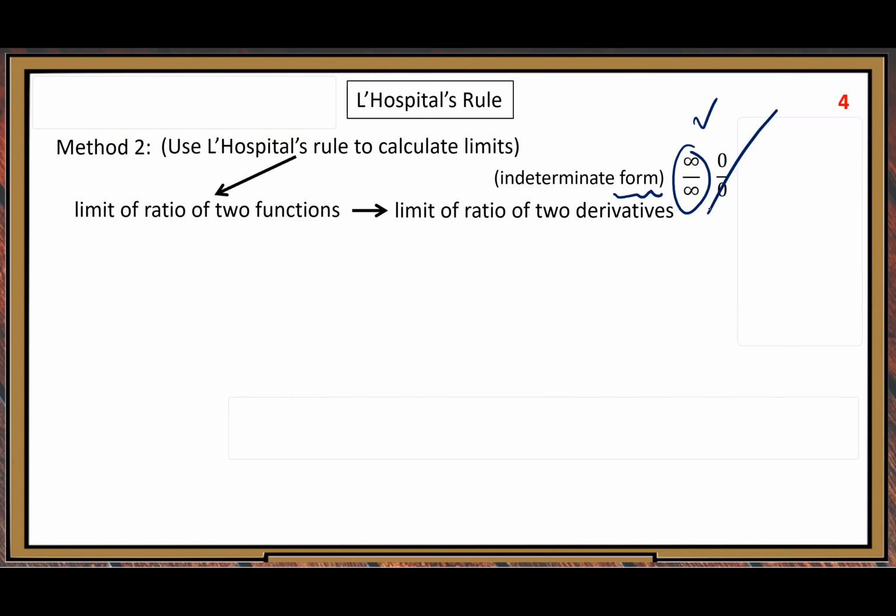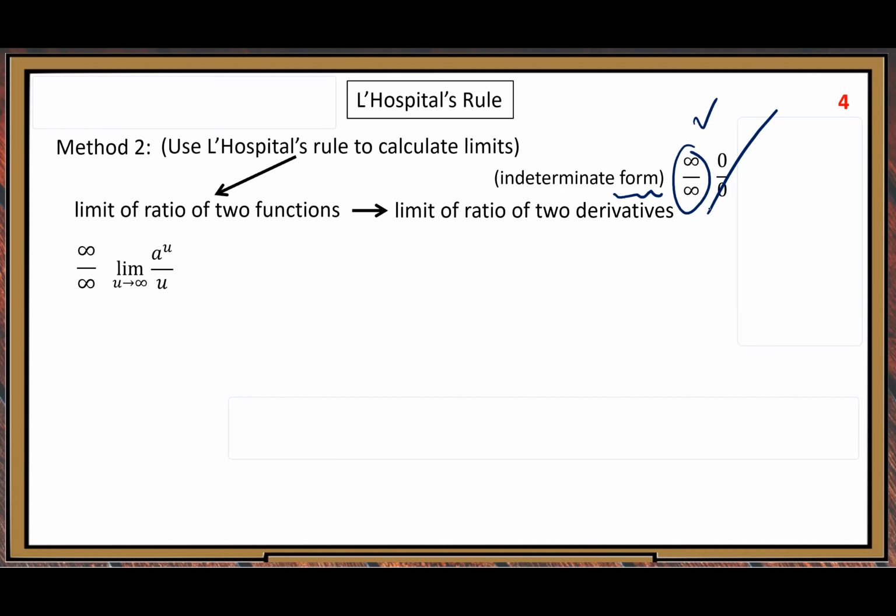If it is, then you can safely apply L'Hopital's rule. Here we have infinity over infinity, a to the u, an exponential function. When a is greater than 1, it goes to infinity. So we can safely apply L'Hopital's rule directly here.